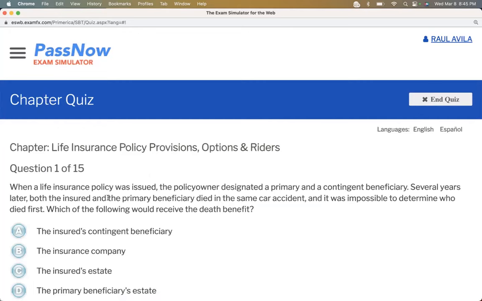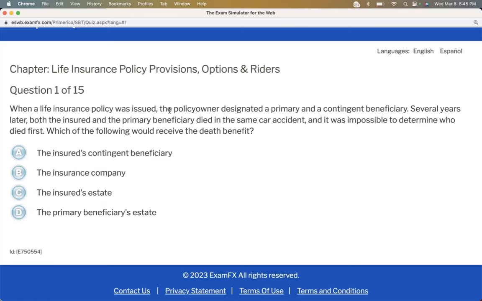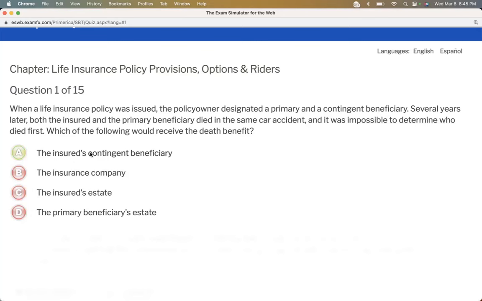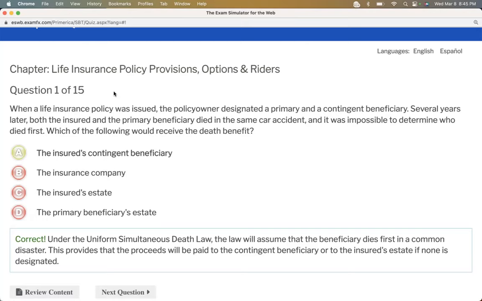When a life insurance policy was issued, the policy owner designated primary and contingent beneficiaries. Several years later, both the insured and the primary beneficiary died in the same car accident, and it is impossible to determine who died first. This is a common disaster clause. Which of the following would receive the death benefit? The contingent beneficiary, because there is one. If there wasn't one, then it would go to the insured's estate, like you said on the previous question.